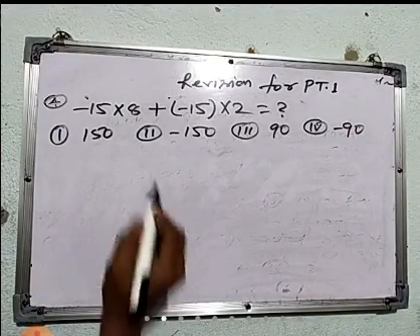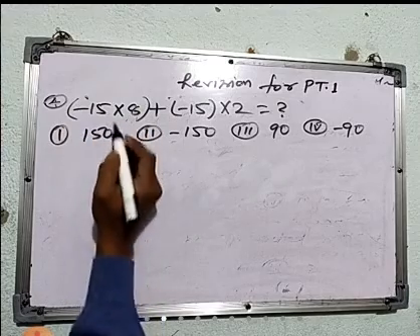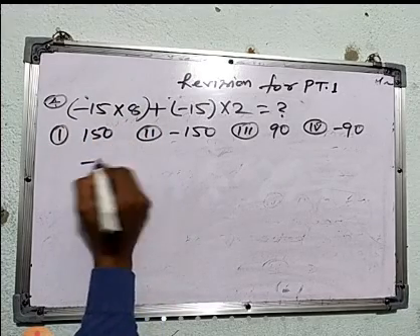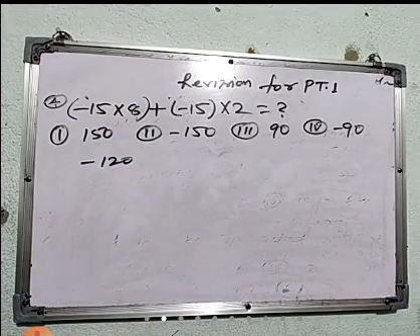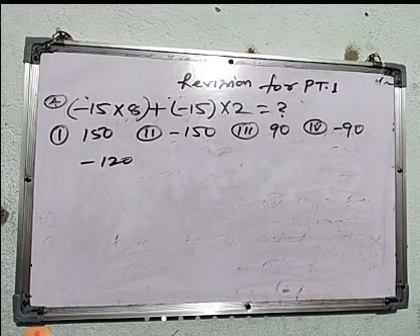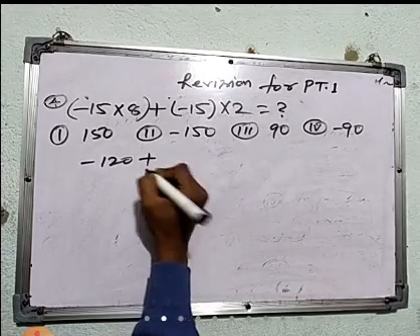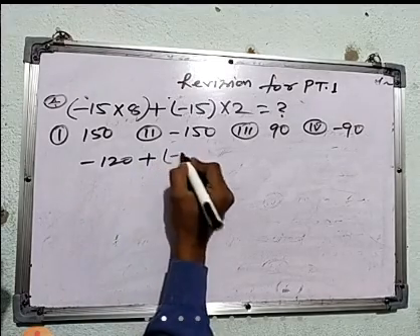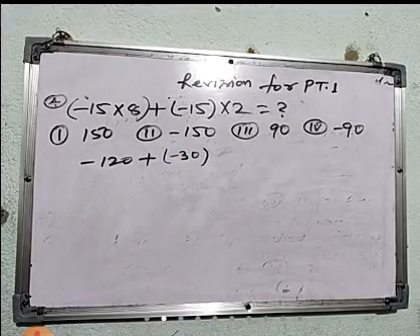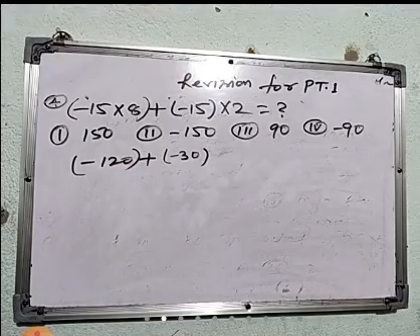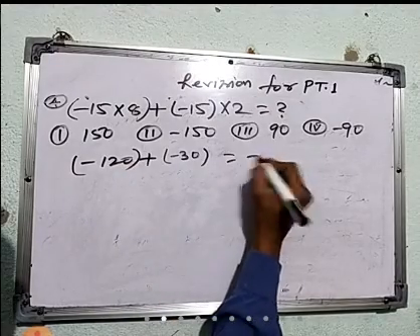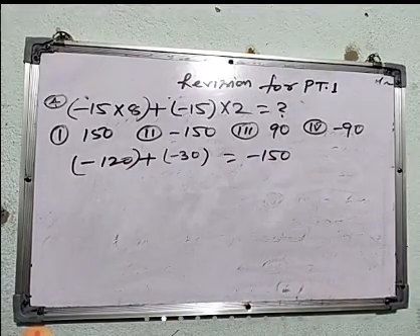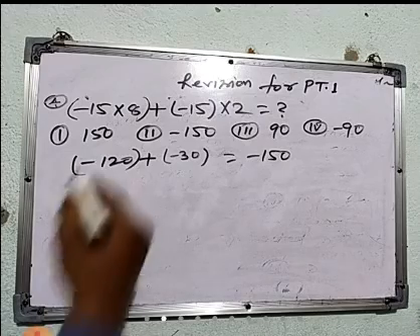So first you multiply it: -15 into 8 equal to -120. Now -15 into 2 equal to -30. So -120 plus -30 equal to -150. So your option B is true.